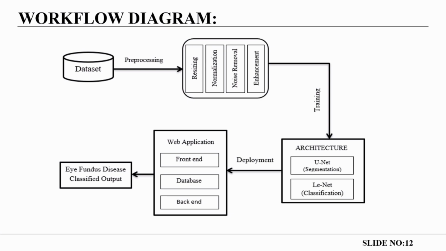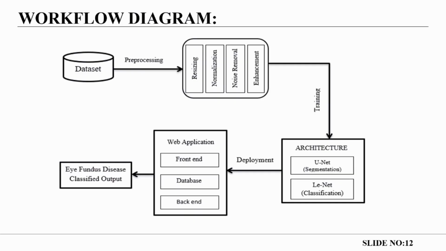Keras is a high level API built on top of TensorFlow, which makes it easier to build and train deep learning models. It provides simple functions to define layers, activation functions, and loss optimizers. In our project, Keras helped in defining the architecture of LeNet and U-Net quickly and efficiently. To make our system accessible, we built a web-based interface using the Django framework. For front-end development, we have used HTML, CSS, and JavaScript.